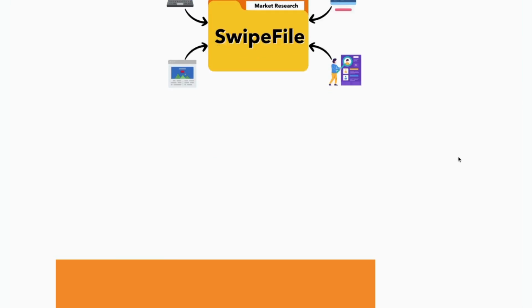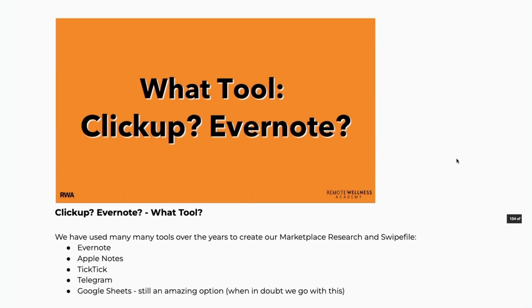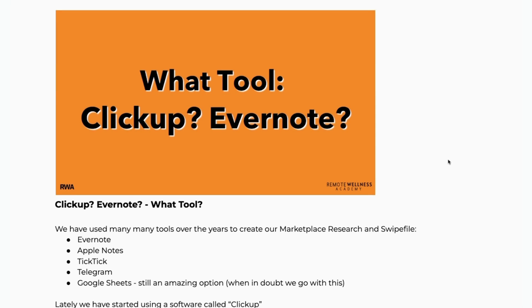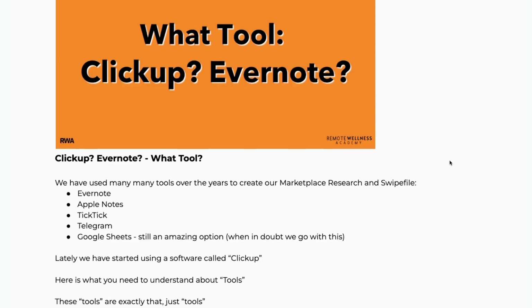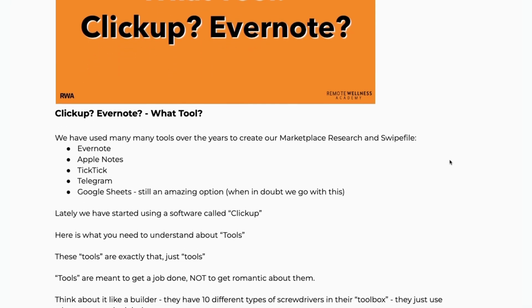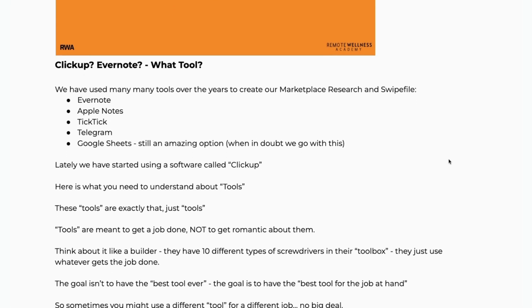Okay, so the very first thing that we're going to talk about is what tool? ClickUp, Evernote, Apple Notes, TickTick, Telegram, I don't know, WhatsApp, I don't know, paper and pen, file cabinet, like what's going on here? So many tools. So here's the truth, and here's the way that I want you to understand this. And this is the best mental model. I want to give you some frameworks on how to think through these things, right? Some first principle frameworks, okay?